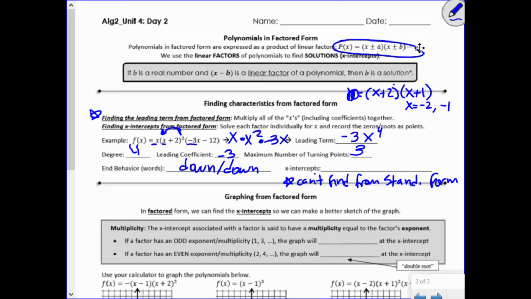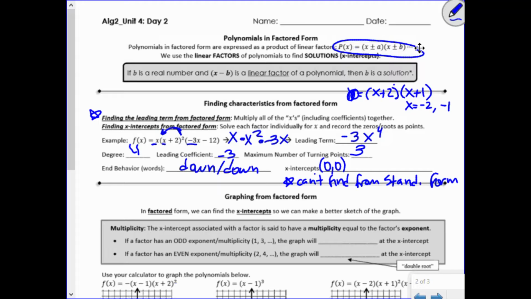And the way you do that is you solve. You take each one of your factors, you solve them, you're going to get an x value, and then you just write it as an x-intercept. So for example, my first factor is just x. What would the solution be from that factor? It would just be 0. If you set the factor x equal to 0, you get x equals 0. So as an x-intercept, you write that as 0, 0.